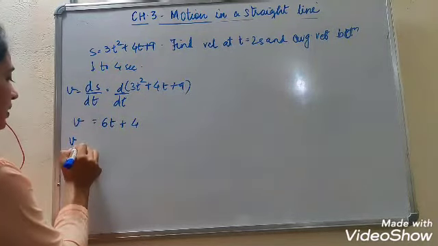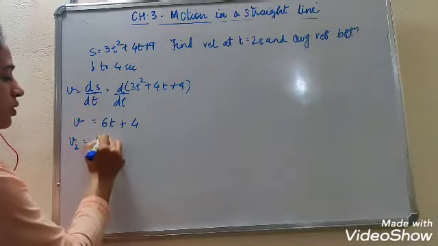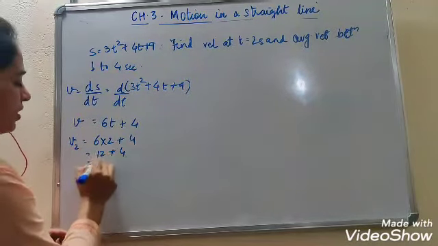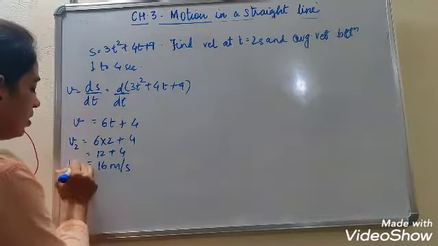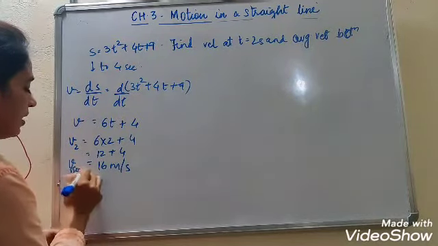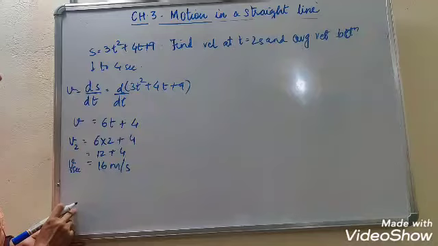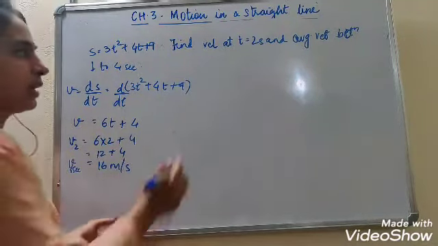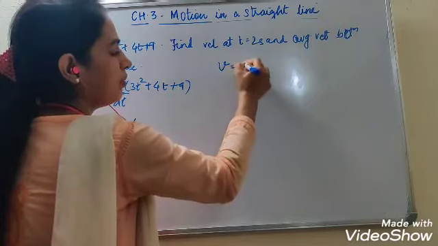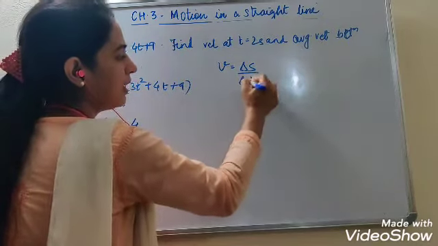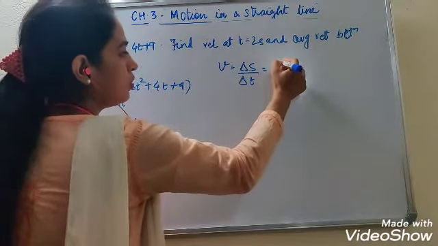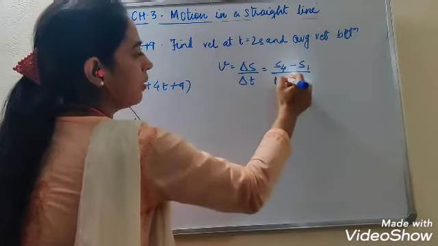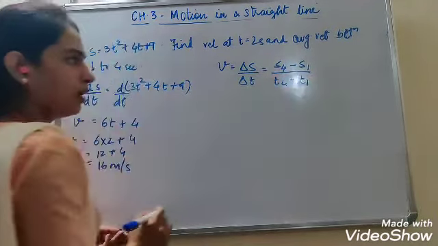Now velocity at t equals 2 seconds will be equal to 6 into 2 plus 4. 6 2s are 12 plus 4, that is equal to 16 meter per second. So velocity at 2 seconds is 16 meter per second, that is the instantaneous velocity. Then we need to find the average velocity between 1 to 4 seconds. So average velocity between 1 to 4 seconds is delta s by delta t, which equals s at 4 seconds minus s at 1 second upon t4 minus t1, right?